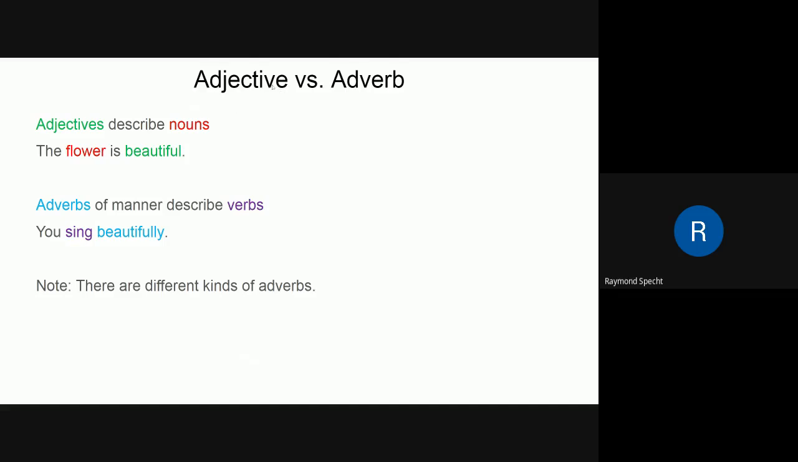All right, how do we decide if something is an adjective versus an adverb? Remember, adjectives describe nouns. The flower is beautiful. Okay, beautiful is describing the flower. Adverbs of manner describe verbs. You sing beautifully. How do you sing? Beautifully. Okay, you do this beautifully. And there's different kinds of adverbs.